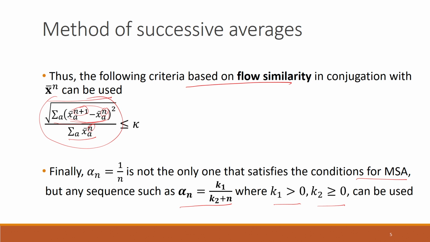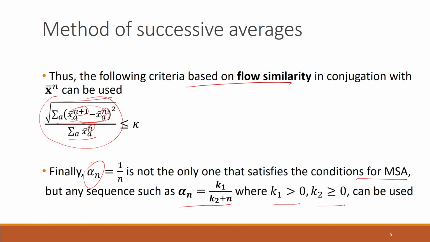If you recall, in the beginning we had discussed two conditions that the sequence alpha n should satisfy. You can go back and see that there were two conditions: one kind of sum related to alpha n should tend towards infinity, and one kind of sum should be finite, that is, it should not tend to infinity.